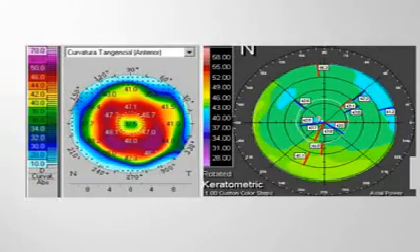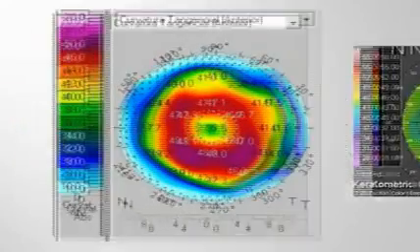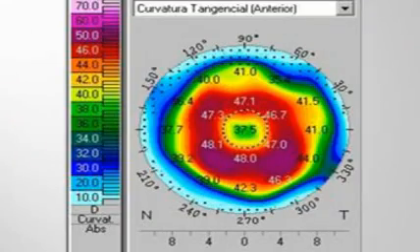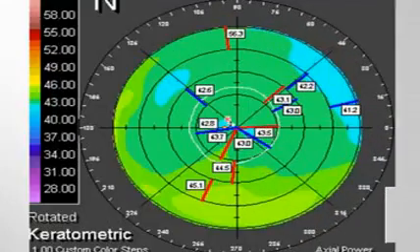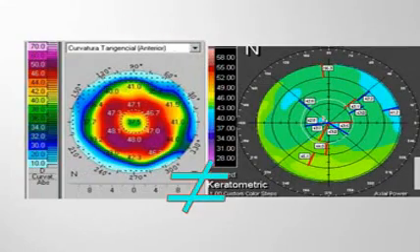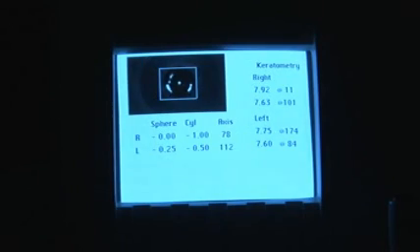Keratometric readings from computerized keratometer and also from Placido discs are not influenced by diminished PACD corneal transparency. They rely essentially on corneal reflection.